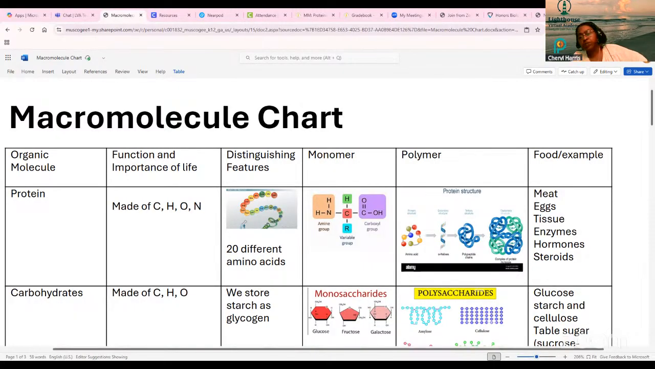All the meats you eat, chicken, hamburger, fish, all of those are proteins. Eggs are proteins. Milk is protein. They make up all your tissues, your eye tissue, skin tissue, muscle tissues. Those are all made of protein. The other extremely important substances made of protein are the enzymes, then the hormones and the steroids. But enzymes are extremely important.